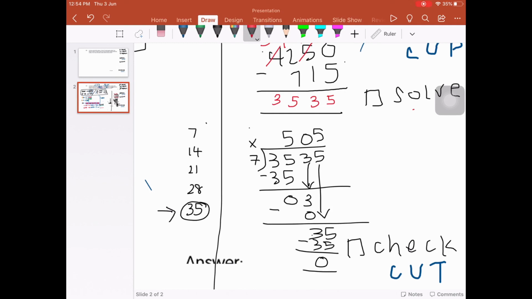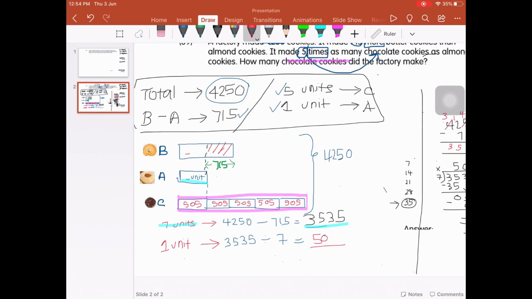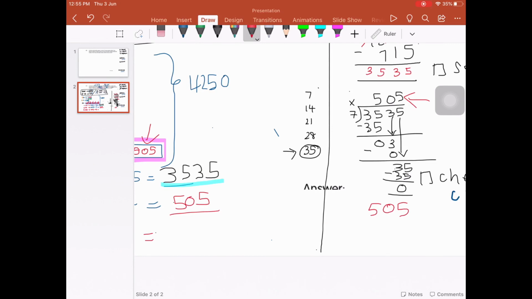So we have found that the quotient is 505. So it means that each unit here is 505. So you can see the chocolate cookies has 5 groups of 505. So that is 5 units that we want to find. The chocolate cookies is 505 times 5. Workings, 505 times 5.